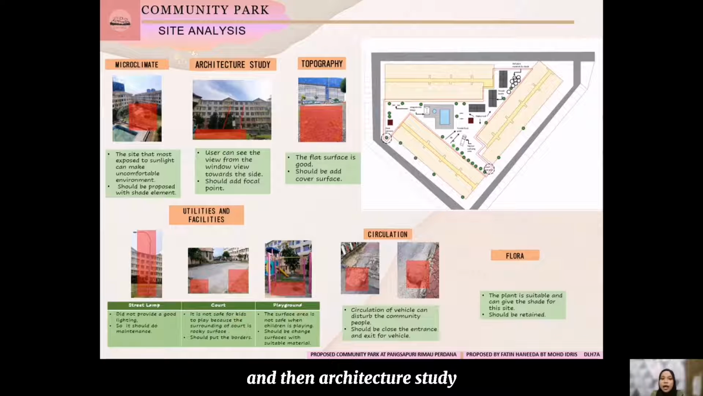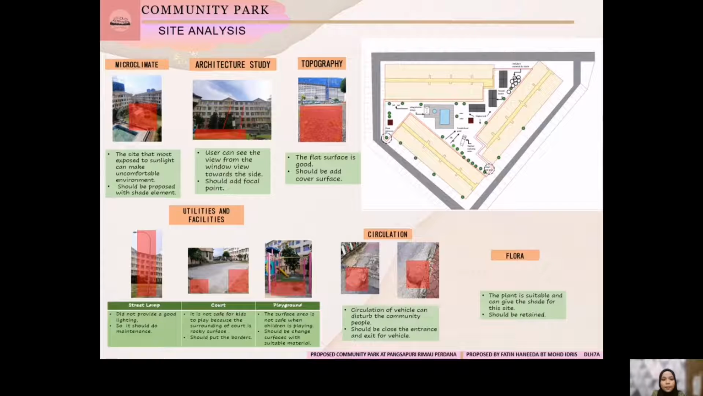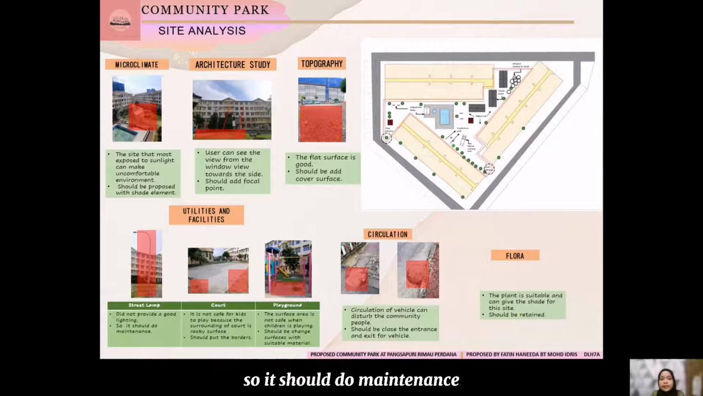And then architecture study. Users can see the view from the window towards the site. So it should be a focal point. Topography. The flat surface is good and should be covered. Utilities and facilities. Street lamp did not provide good lighting, so it should get maintenance. And then court area, it is not safe for kids to play because the surrounding of the court is rocky surface. So it should have borders put in.